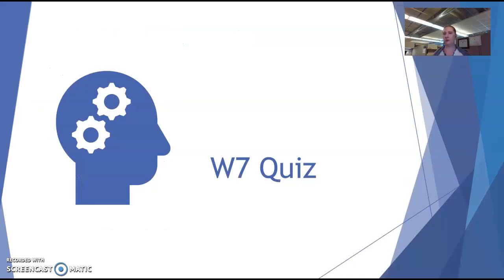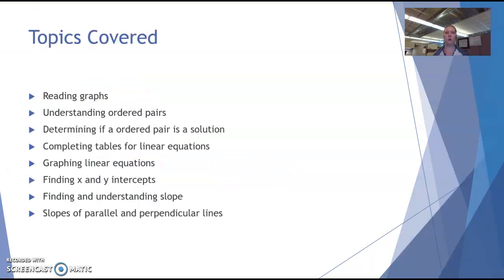And let's talk about your quiz. So you had your second exam last week. Now we're back to a quiz. So this quiz is covering what we're looking at this week. You're going to have to look at graphs and be able to read a graph, understand what ordered pairs are, determine if an ordered pair is a solution. You need to fill in tables for linear equations, basically fill in the missing number. You're going to be graphing linear equations, so Desmos can help you out there. Finding x and y intercepts, finding the slope, explaining what the slope means, slopes of parallel and perpendicular lines, how are they the same, how are they similar, how do you determine whether a line is parallel or perpendicular, that sort of stuff.